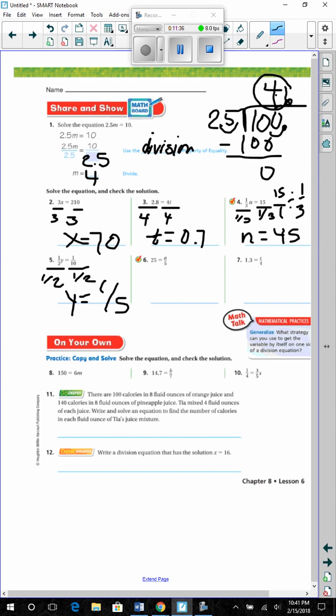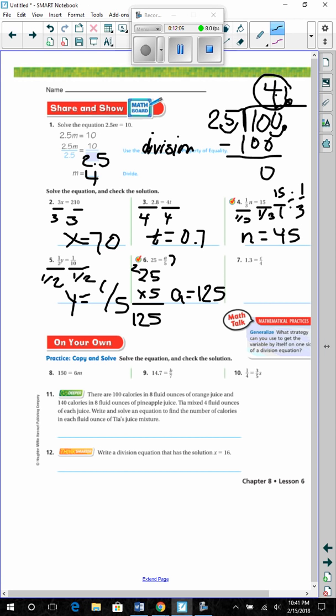25 equals A over 5. So A right here is being divided by 5. So we need to do the opposite. So we need to multiply. So we're going to multiply 25 times 5. 5 times 5 is 25. 5 times 2 is 10, plus 2 is 12. So then A equals 125. These look hard, but they are not as hard as they look.